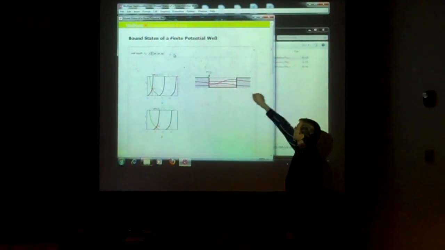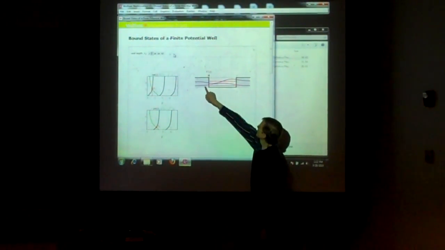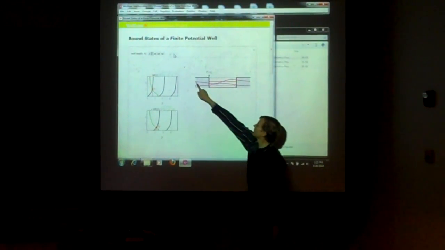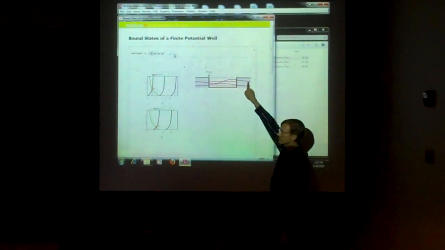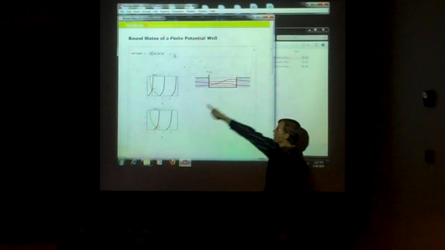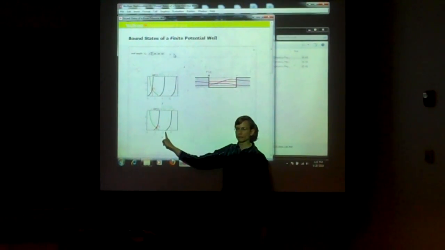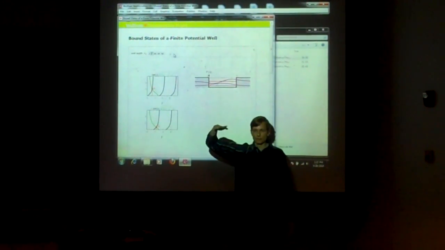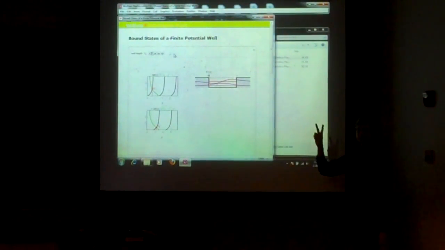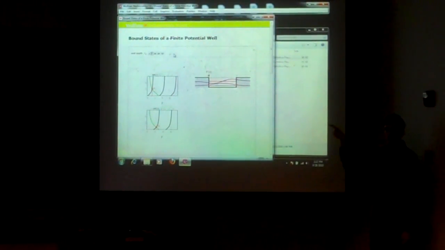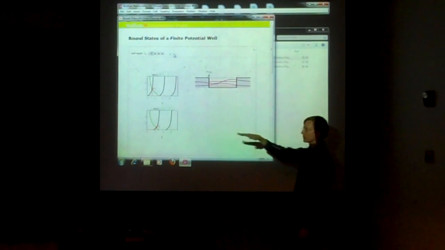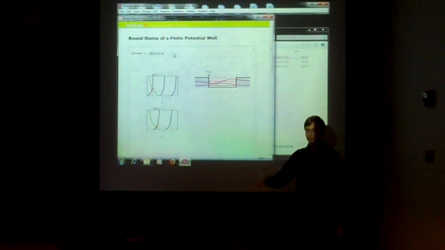So there are two bound states, an even function, this one right here, and an odd function, this one right here. And then there are no more intersections on either graph. So for this particular depth of the well, there are two bound states. One which is odd, and one which is even. The lowest one is even. Next higher up is odd.